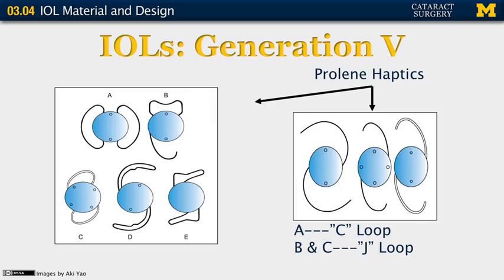The fifth generation of lenses also include lenses for posterior chamber implantation with Prolene haptics or three-piece lenses that allowed the lens to be stable in the capsular bag. We see some familiar looking C-loop and J-loop type lenses on the right.